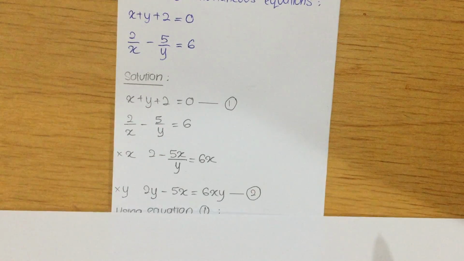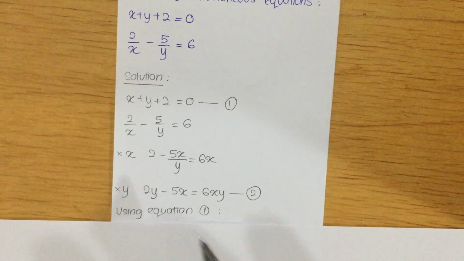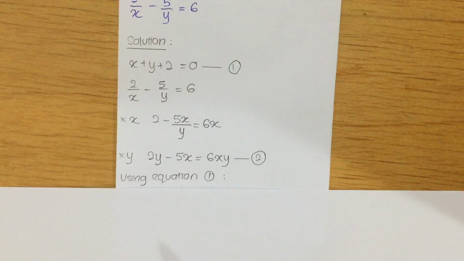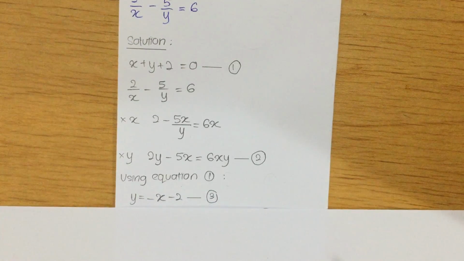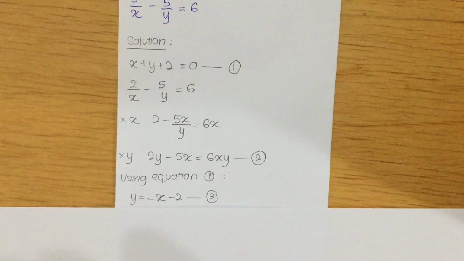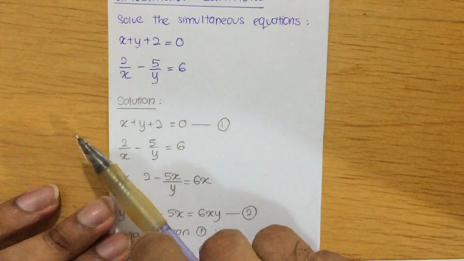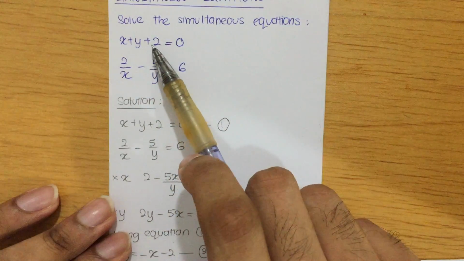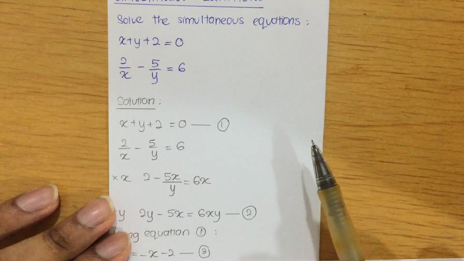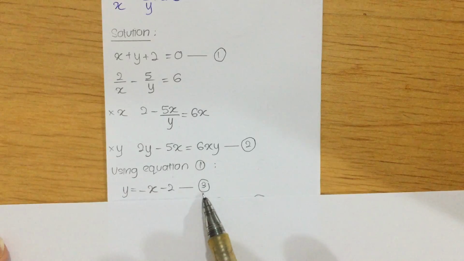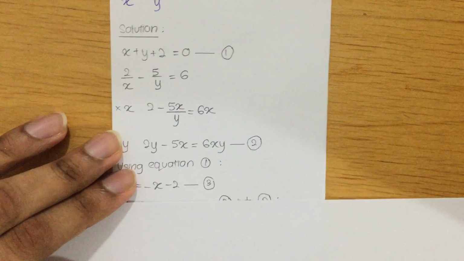Let us continue. What we're going to do is we're going to use equation 1 and form an expression of y in terms of x. So how are we going to do that? I'm going to show you now. Using equation 1, y equal to negative x minus 2. So how I did is very simple. x plus y plus 2 equal to 0, so this x and this 2, I move it to the right hand side. That's how I got this expression guys, y equals to negative x minus 2. So this will be my third equation. Let us continue.